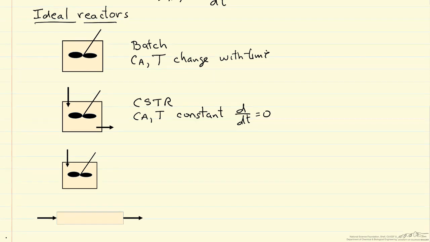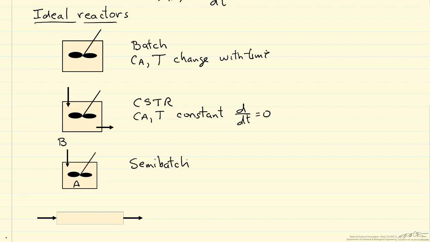variation on batch reactor is a semi-batch reactor. And this can take different forms. In this case, I've drawn it where, for example, we start with A in the reactor and then we add B. And this means it's not at steady state. And therefore, like batch, both concentration and temperature can change with time.